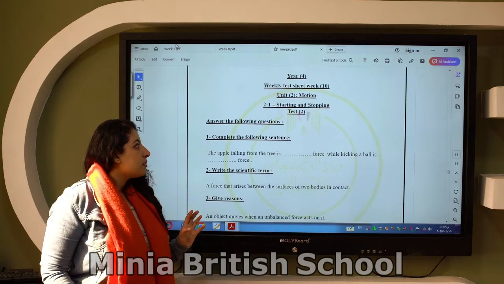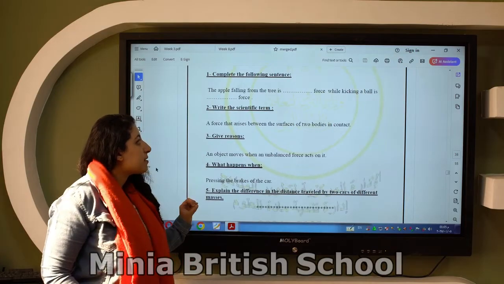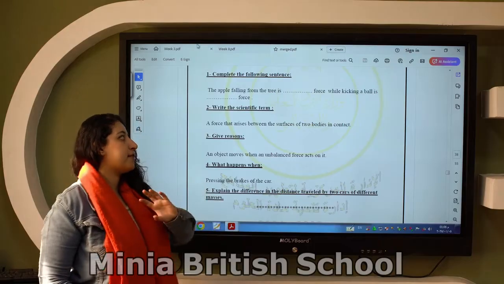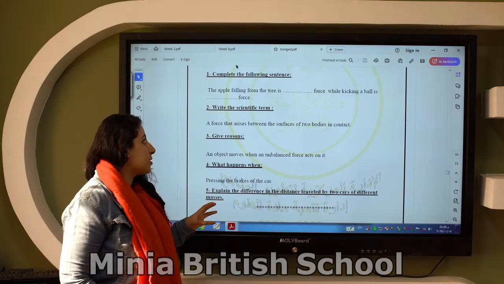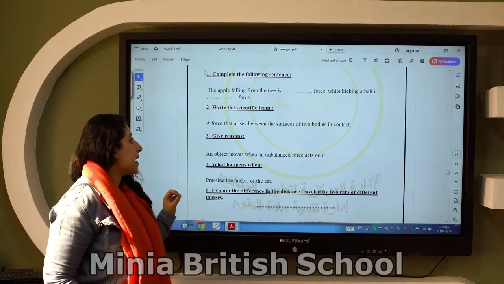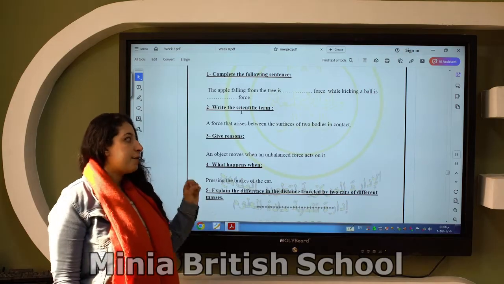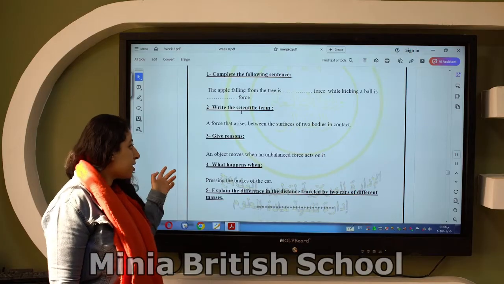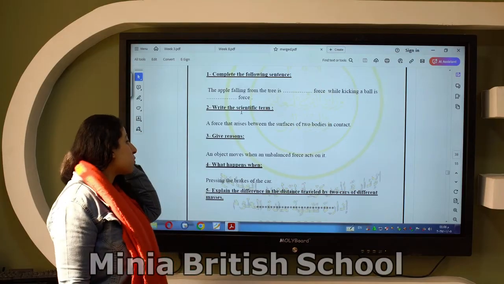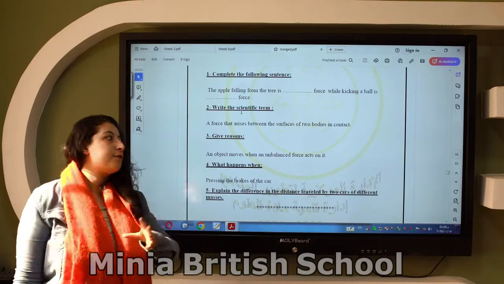Week 10, test 2. The apple falling from the tree is what? The pulling force of gravity. While kicking a ball is pushing force. Write a scientific term: a force that arises between the surfaces of two bodies in contact is friction force. Give reasons. An object moves when an unbalanced force acts on it. Why? Because the body will move toward the greater force.